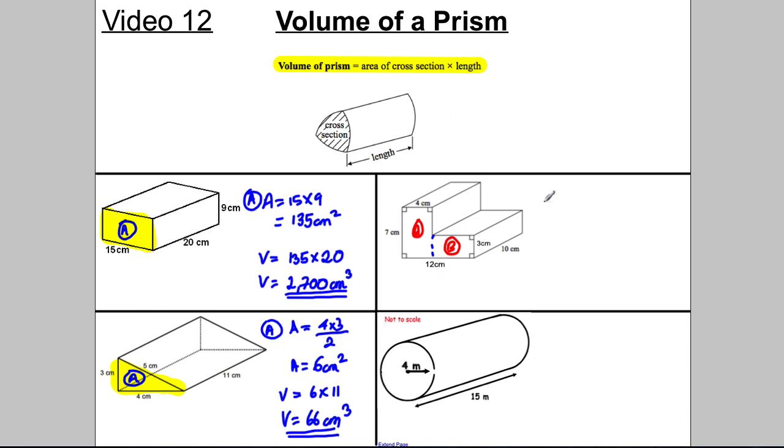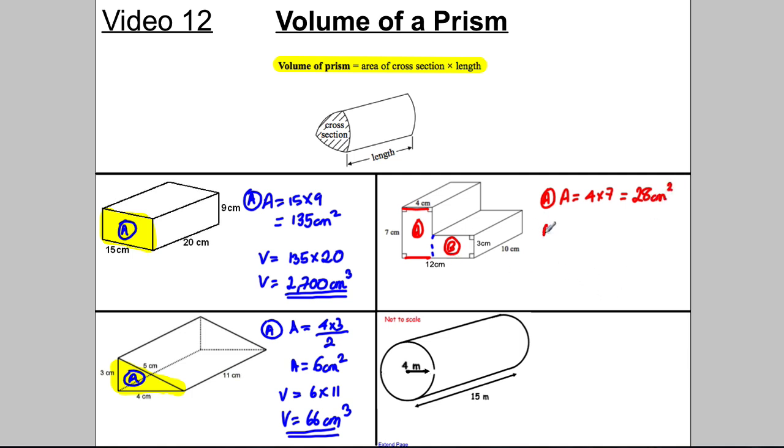Now the area of the large rectangle A, well that's base times height. The base is 4, because this base here is also 4, so it would be 4 multiplied by 7. So the area there would be 4 multiplied by 7, which is equal to 28 centimeters squared.